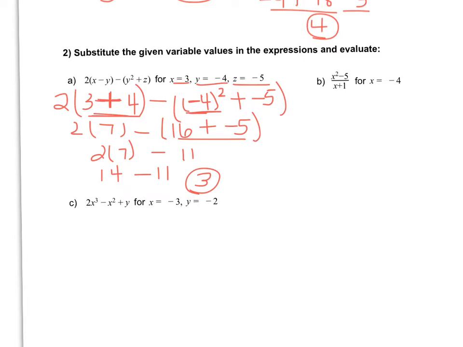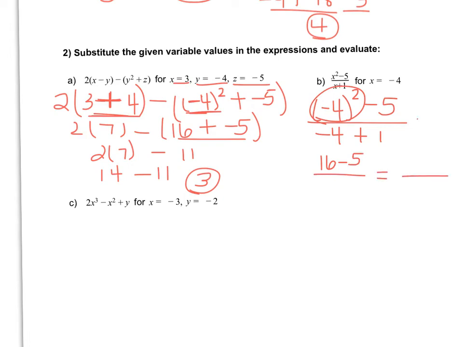If I come over and I look at this next one, I'm going to plug in negative 4, and I'm going to plug it in parentheses because there's a number attached to that x, minus 5 over negative 4 plus 1. So remember, when I have fractions, I simplify the top, and then I simplify the bottom, and then I divide. So negative 4 squared is 16. And I'm just going to keep cleaning up the top. 16 minus 5, that's 11. So now I'm going to do the bottom because the top is clean. Negative 4 plus 1 is negative 3, and bring it down. 11 divided by negative 3. Can I do that? No.